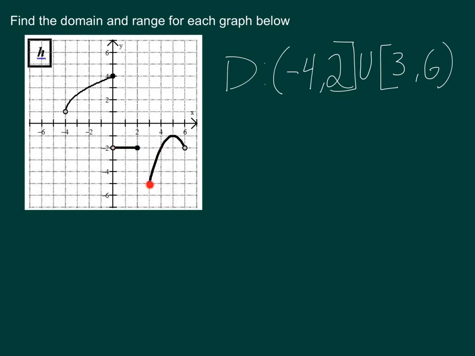So we can continue traveling up, and it looks like just for this little piece right here, it stops at y equals -1. So the range here will be -5 to -1. We will include the -5 and the -1. And that's because right here, when the y values equals -1, there's no open dot. So we just make it a square bracket.